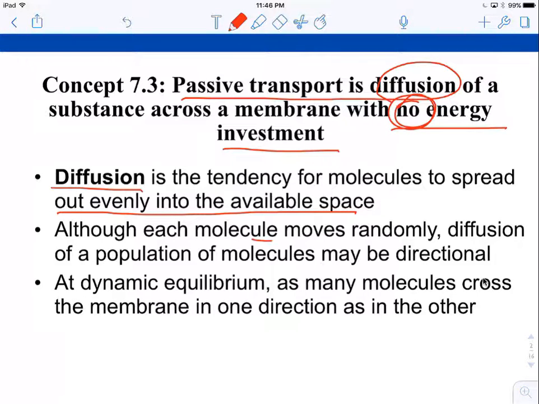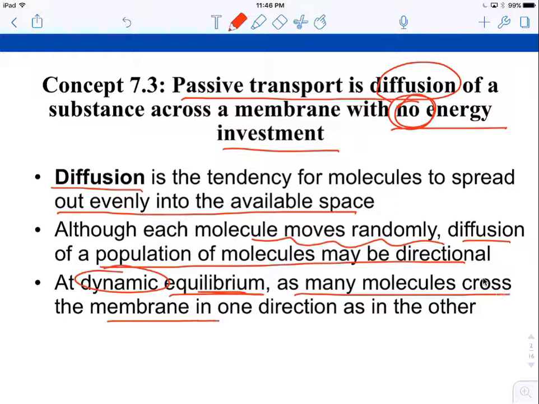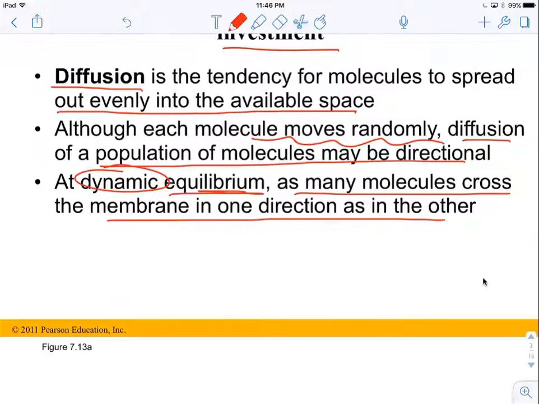Again, molecules move by random molecular motion, but diffusion of a population of molecules can be directional depending on concentration. Okay. When they do reach equilibrium, it's not static, however, it's a dynamic equilibrium. And it just means equal molecules are crossing the membrane in one direction as in the other.